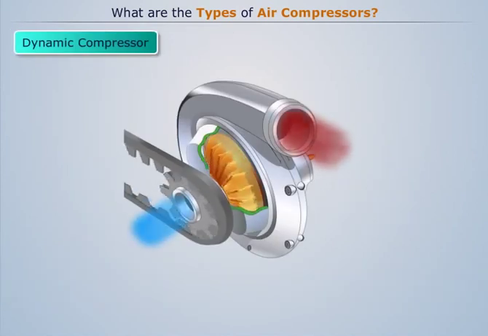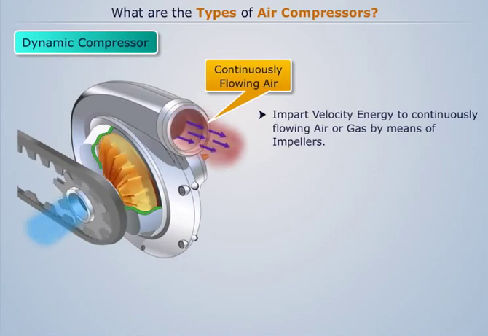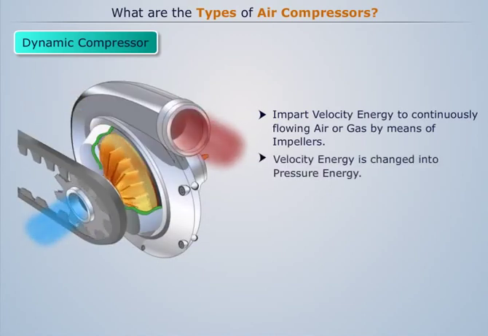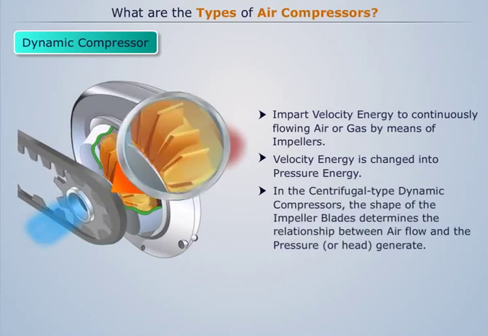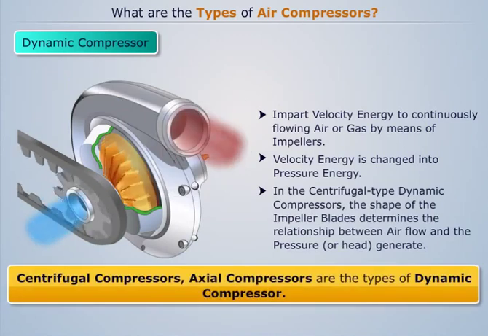Dynamic compressors impart velocity energy to continuously flowing air or gas by means of impellers rotating at very high speeds. The velocity energy is changed into pressure energy both by the impellers and the discharge volutes or diffusers. In the centrifugal type dynamic compressors, the shape of the impeller blades determines the relationship between airflow and the pressure generated. Centrifugal compressors, axial compressors are the types of dynamic compressors.